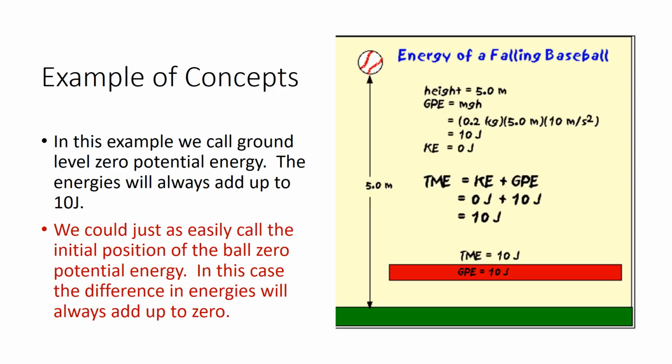Let's see here. We could also easily call the initial position of the ball 0. So if we said that at the top, right here, if we call this place here 0 potential energy, then they would always add up to 0. So as you gain 10 joules of kinetic energy, you will lose 10 joules of potential energy, and you'll always add up to 0.